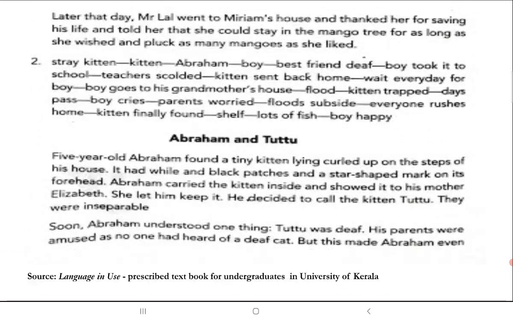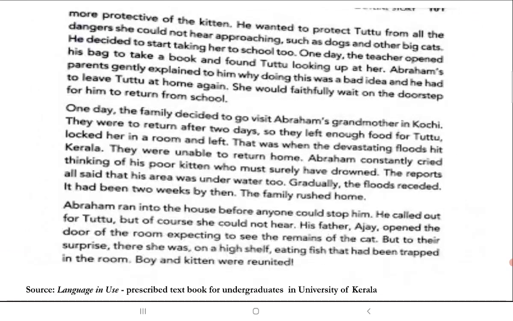His parents were amused as no one had heard of a deaf cat. But this made Abraham even more protective of the kitten. He wanted to protect Tutu from all the dangers she could not hear approaching, such as dogs and other big cats. He decided to start taking her to school too.